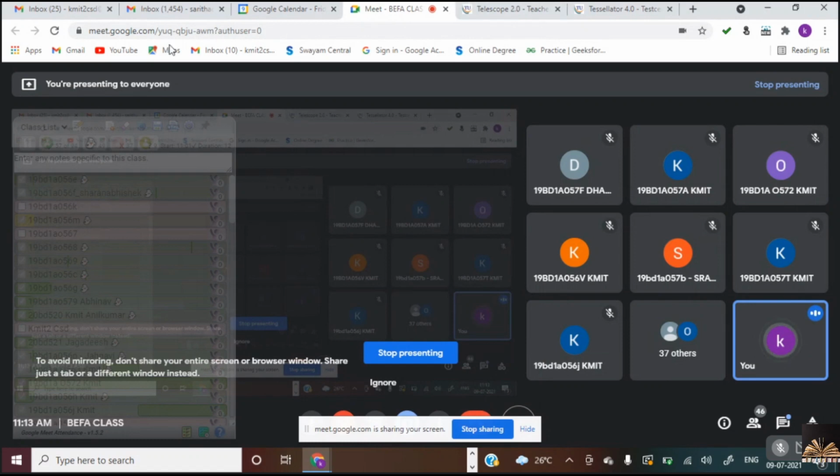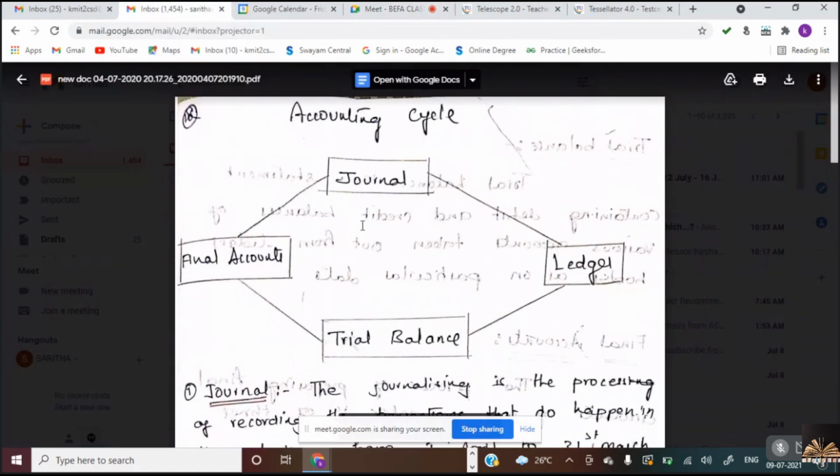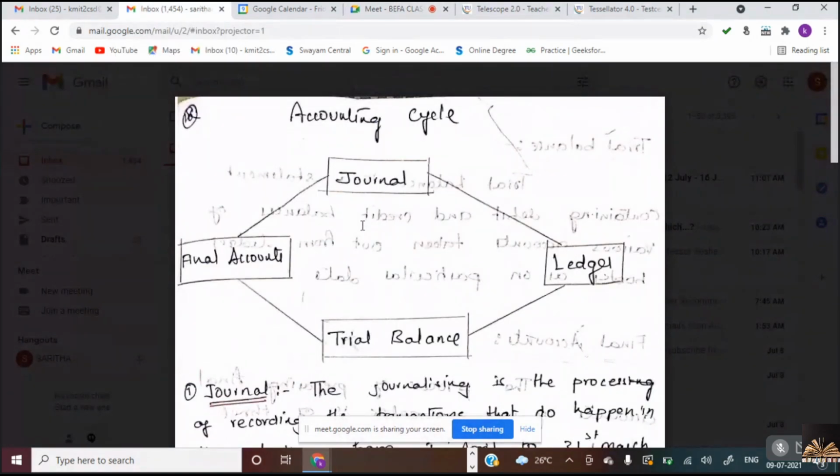Now let us see with the accounting cycle, how is the process done? How are the accounts maintained and what is the process totally? So this is known as the accounting cycle. Is the screen visible, Nana, all of you? Is the screen visible? Yes, ma'am.